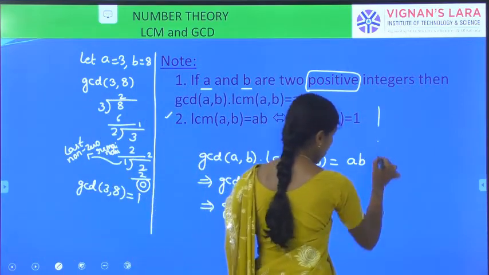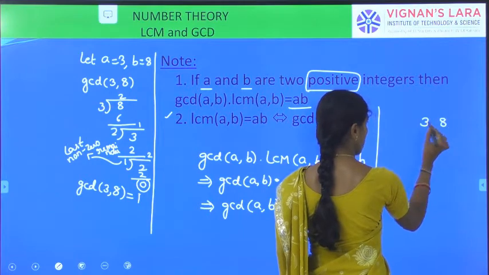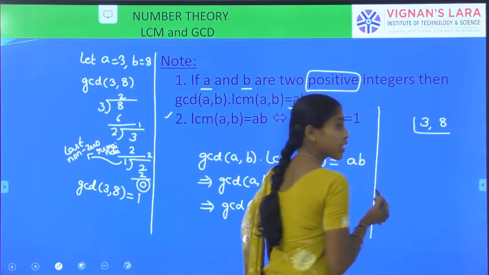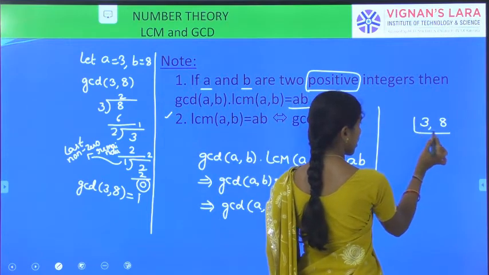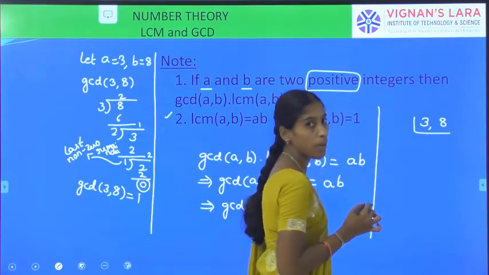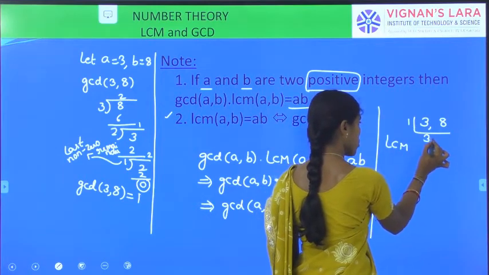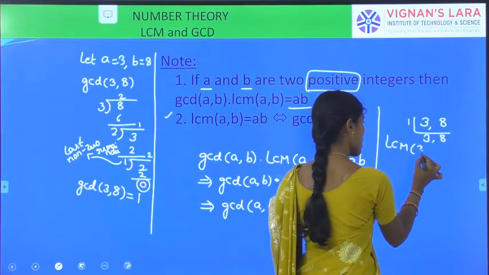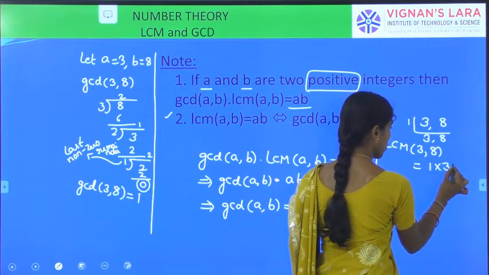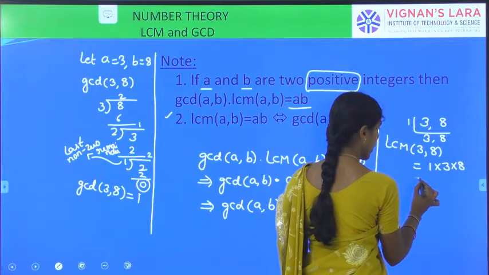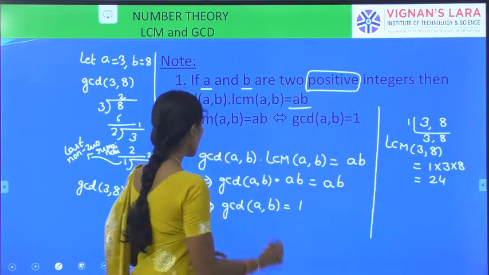All of you know how to calculate the LCM of 3 comma 8. This is from primary classes, where you learned how to find LCM of 3 comma 8. Because there is no common factor here, LCM of 3 comma 8 is nothing but 1 into 3 into 8, which is 24. Right? Now we check this result.